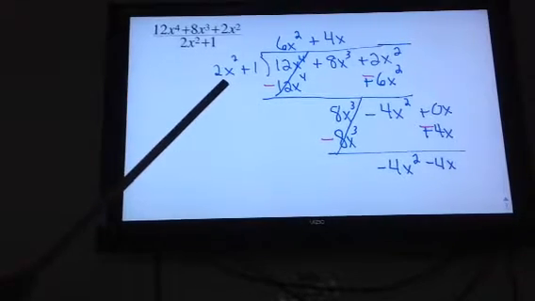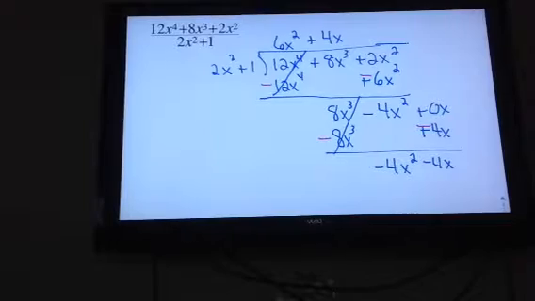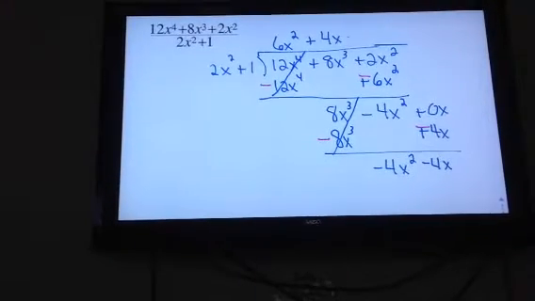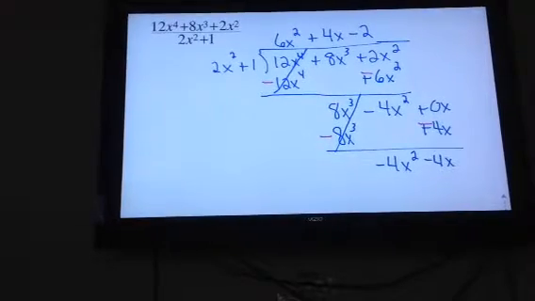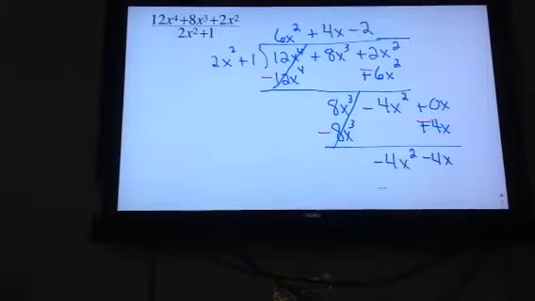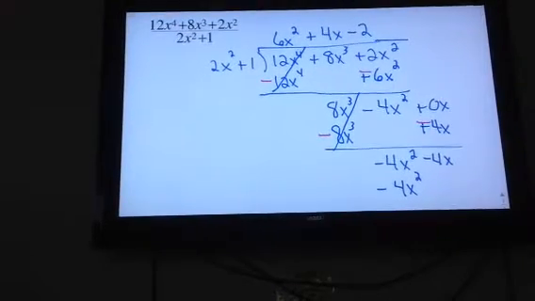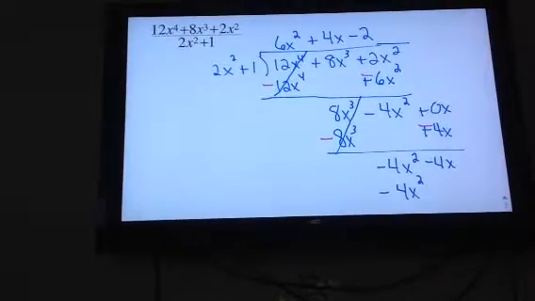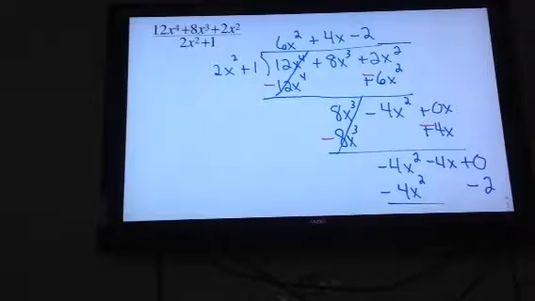What am I going to multiply 2x squared by to make it negative 4x squared? Negative 2. And I multiply through. Negative 2 times 2x squared is negative 4x squared. Negative 2 times positive 1 is negative 2. There's no constant term. So again, I'm going to fill in a 0.